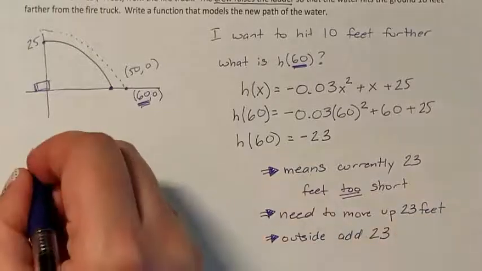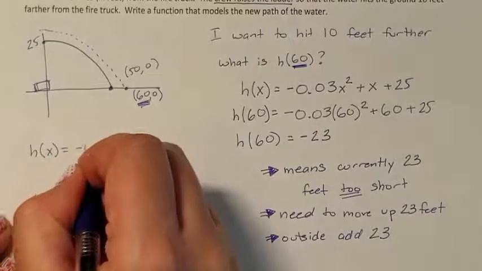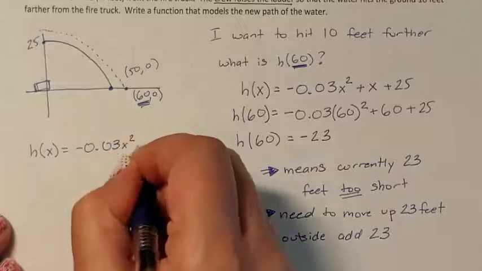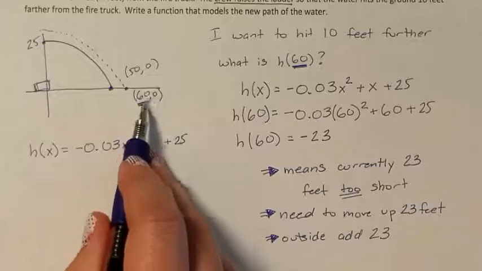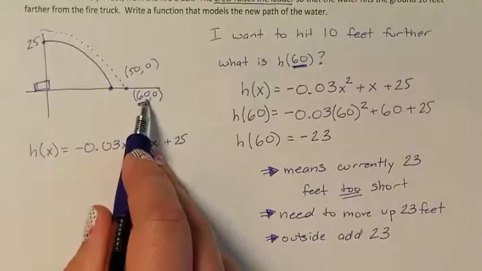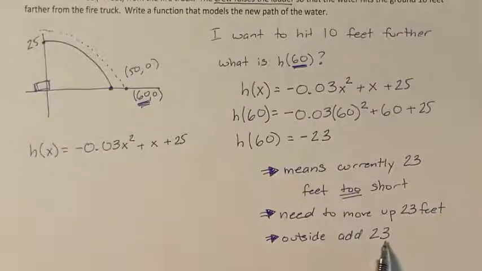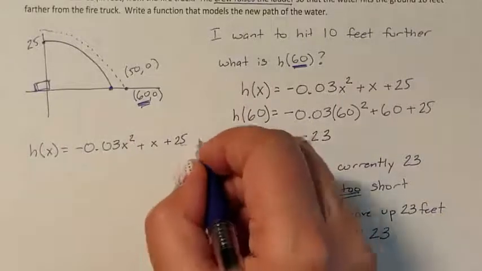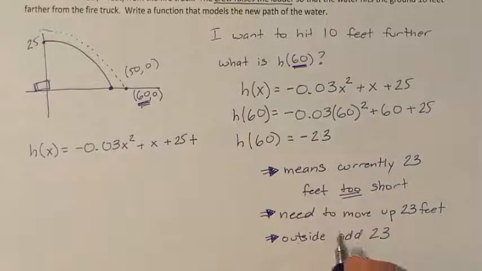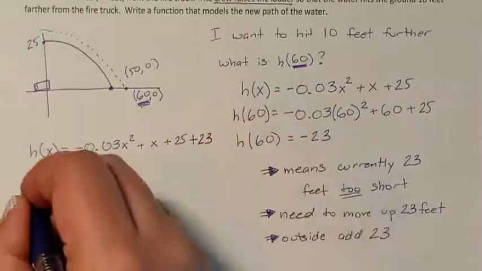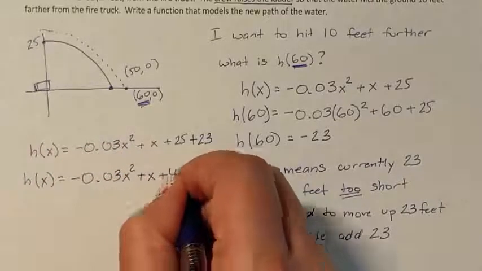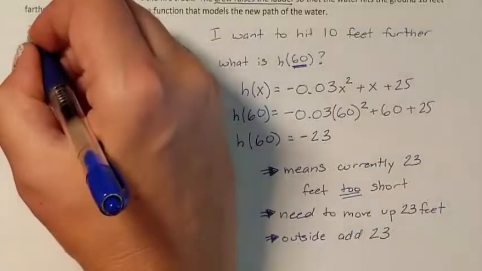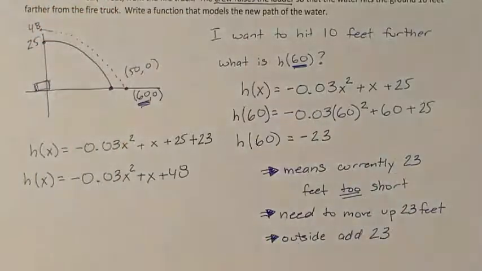and on the outside, I needed to add 23. So if this was my original, this is where my truck is currently sitting. I say that's not good enough. I needed to go 10 feet further out, which means I need to hit the 60. In order to go to the 60, I had to move up 23 feet. So that means I need to now add 23 on the outside. So this right here is my new function equation. And I need it now to be right here at 48. The ladder needed to go up to 48 feet, so it hit my 60 feet across.